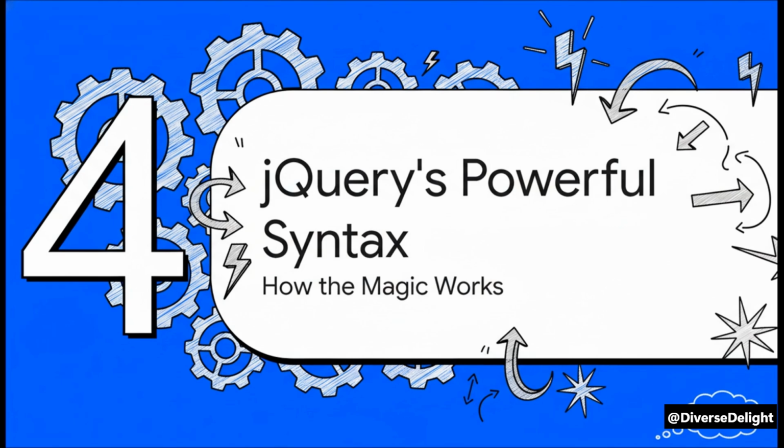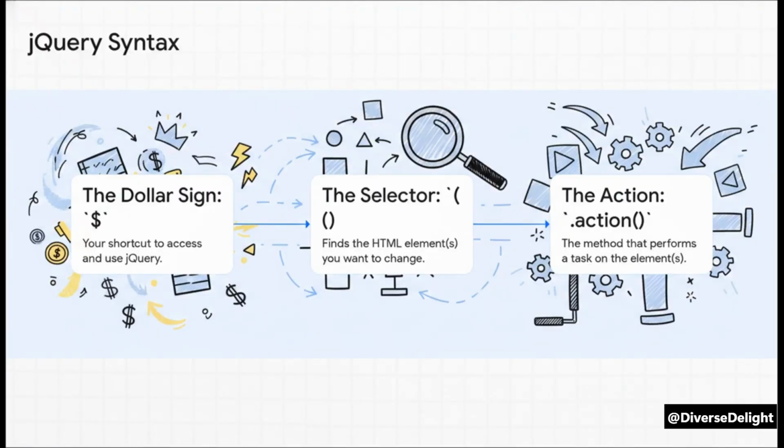Let's take a quick look at its core syntax, because it's actually incredibly consistent and easy to pick up. It really all comes down to these three little parts. First, you've got the $ sign. That's just a shortcut to say, hey, jQuery, I'm talking to you. Then, inside the parentheses, you put your selector. That's who you want to talk to on the page. And finally, you add a dot and an action. That's what you want to do. So you select something, and then you do something to it.